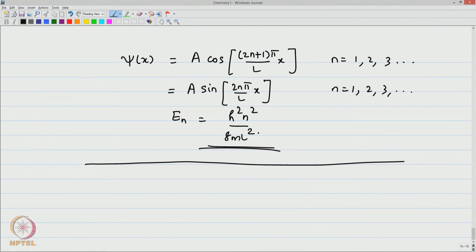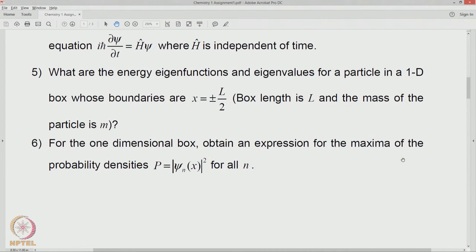Now, let us look at the next problem. For the one dimensional box, obtain an expression for the maxima of the probability densities P is equal to psi n of x whole square for all n. It can be written down analytically, but let us explain the problem a bit.